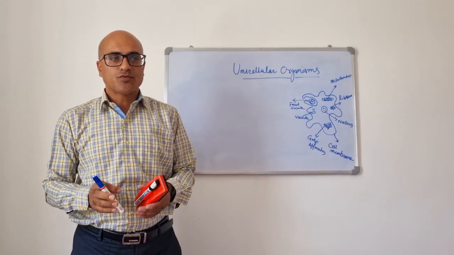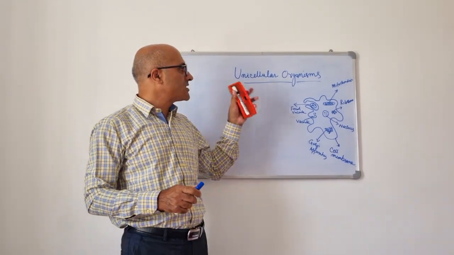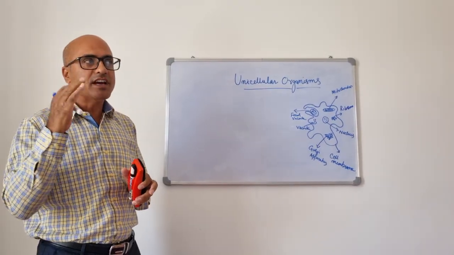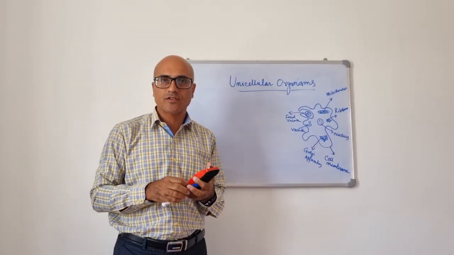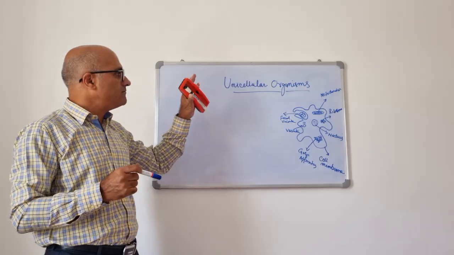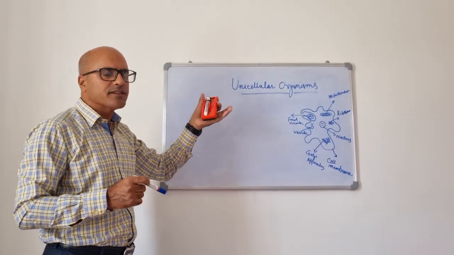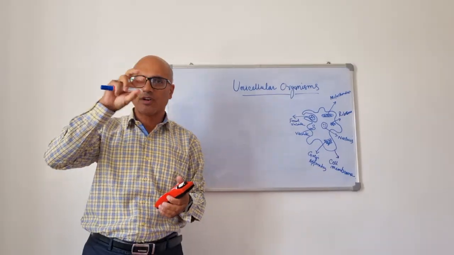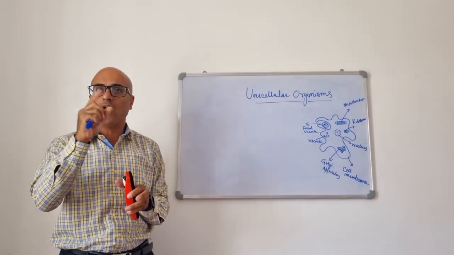Good morning, students. Today, our topic is unicellular organisms, and then after that, we will have an insight into multicellular organisms. Okay, the word in itself says unicellular organisms. Uni means one. That means these organisms are made up of only one cell.